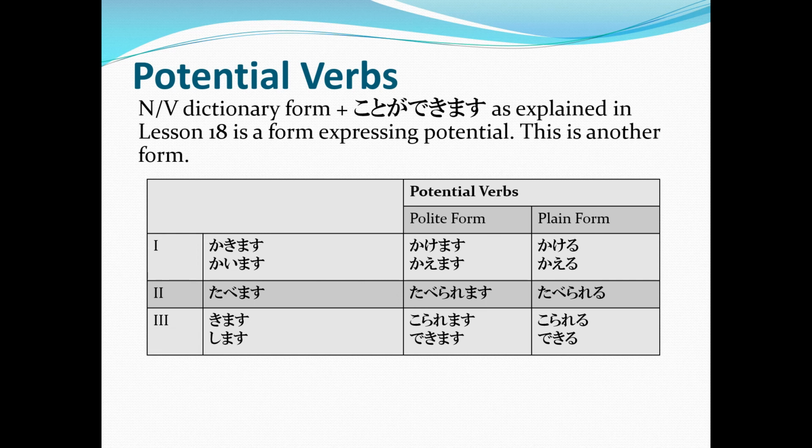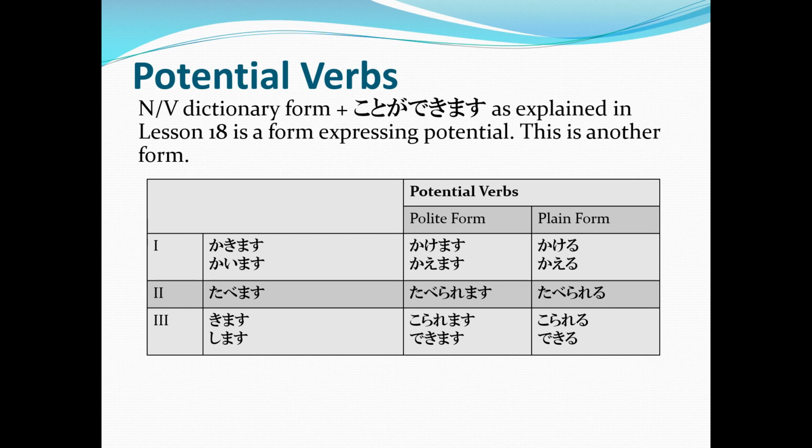Now, to change it into its plain form, you just have to remove the masu from kakemasu and add ru, and it will be kakeru, which also means can write. Kakimasu, to write, and then the potential verb in the polite form is kakemasu, which means can write. If you want to make it a plain form, you just have to remove the masu and add ru, which makes it kakeru, which also means can write.